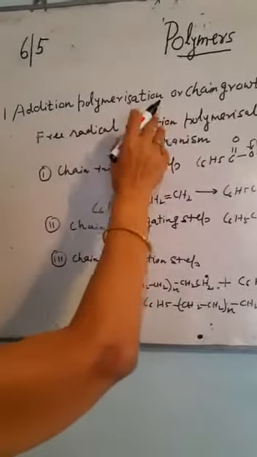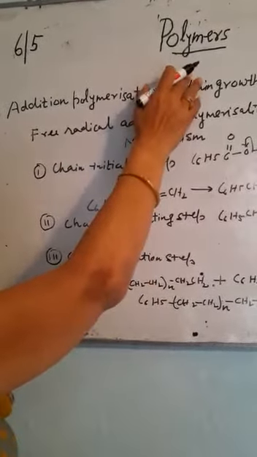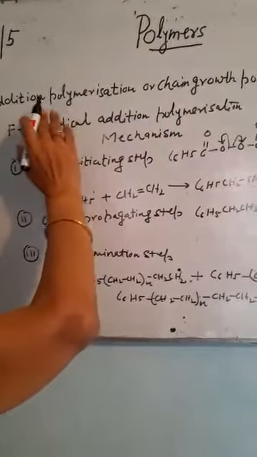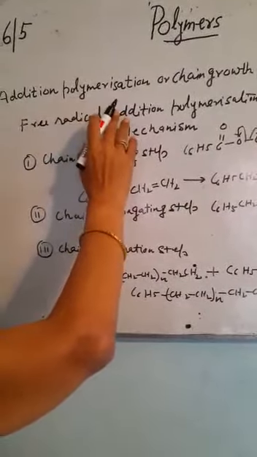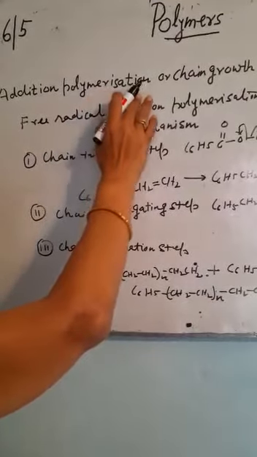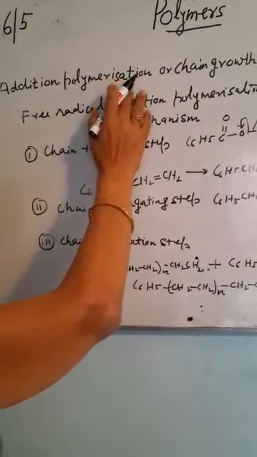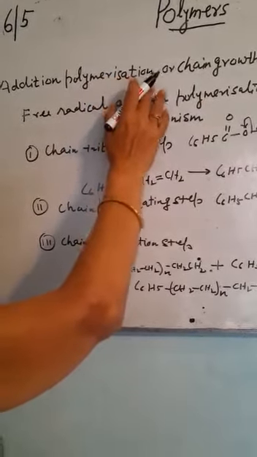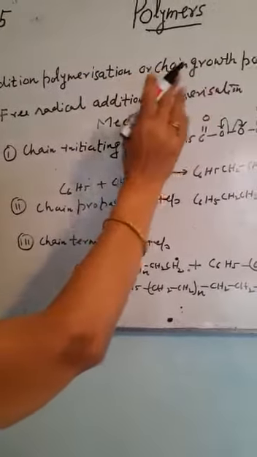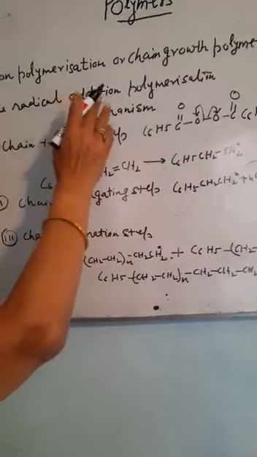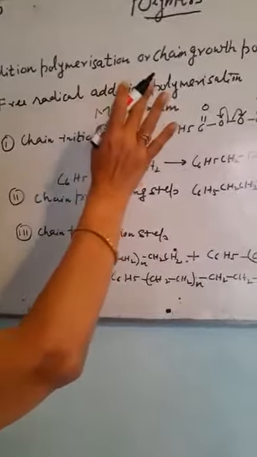Good morning. I have already told you about the classification of polymers. Now there are two types of polymer. One is known by the name of addition polymer and the mode is known by the name of addition polymerization or chain growth polymerization. The second one is condensation polymerization or step growth polymerization.